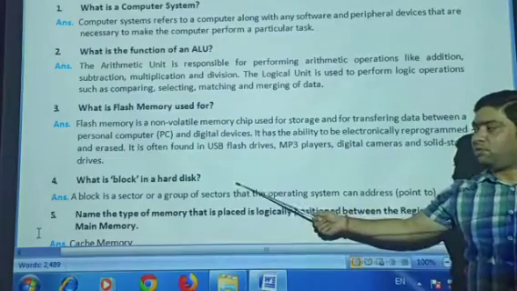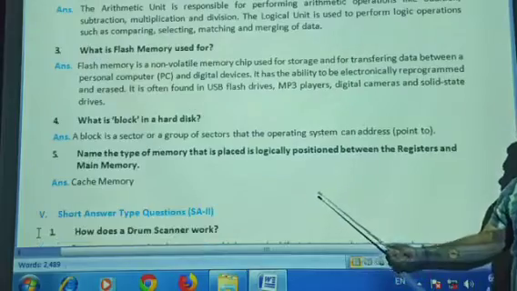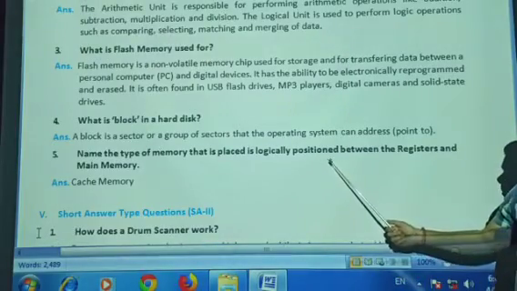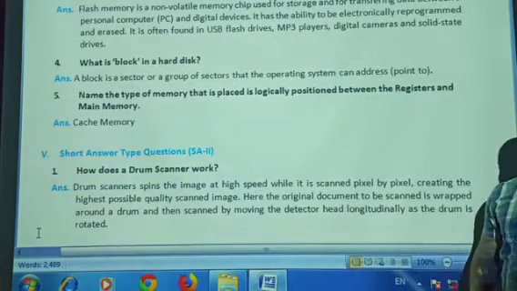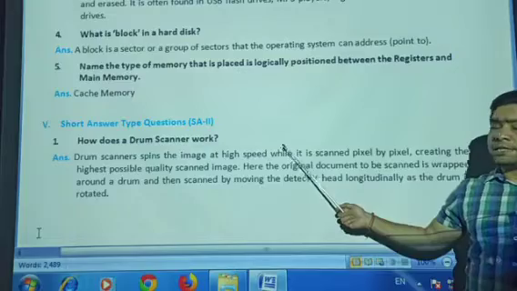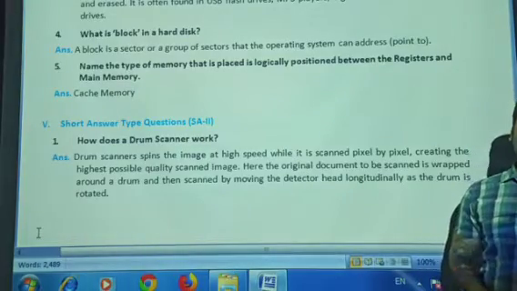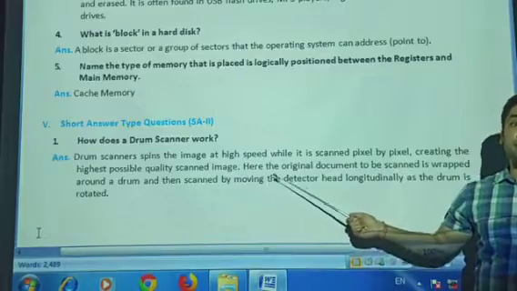After that, fourth one, what is a block in a hard disk? Fifth, name the type of memory that is placed logically. Very simple question. After that, short answer question: how does a scanner work? We already talked about the scanner. So this is the last scanner, the DRAM scanner.